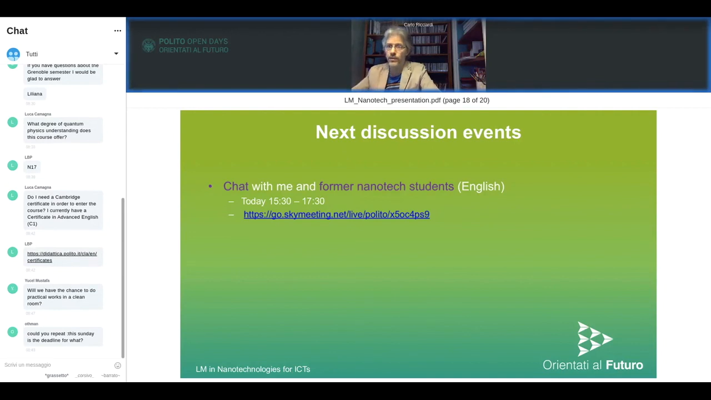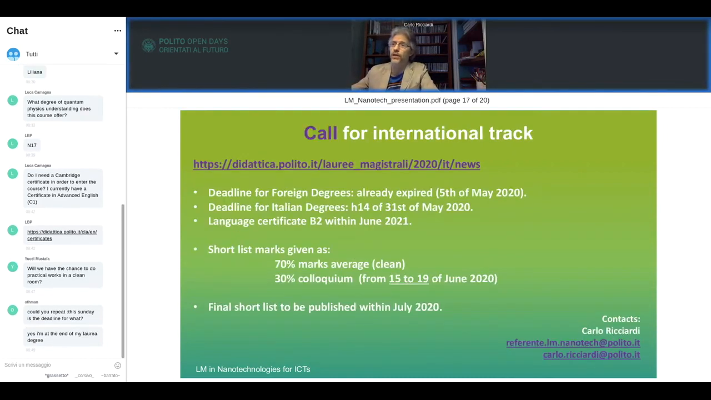So I'm closing this. The deadline of this Sunday is for the national path for those who have an Italian degree. So if you have an Italian degree, or you're going to take an Italian degree at Polito or in another university, then you can apply for the national track within the next Sunday. You can have a look at this website.